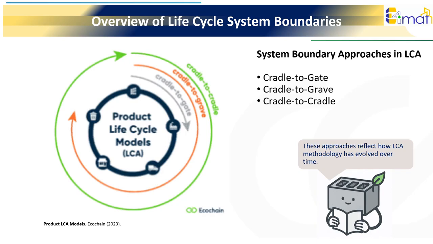These three terms, cradle to gate, cradle to grave, and cradle to cradle, represent different system boundary approaches used in life cycle assessment. Historically, most carbon footprint studies focused on cradle to gate, assessing only the impacts up to the point where a product leaves the factory. As LCA methodologies expanded, the industry moved toward cradle to grave, which considers the full life cycle including use and end-of-life phases. Today, the emerging trend is cradle to cradle, a circularity-based approach that evaluates how materials can re-enter future cycles through reuse, recovery, or recycling.